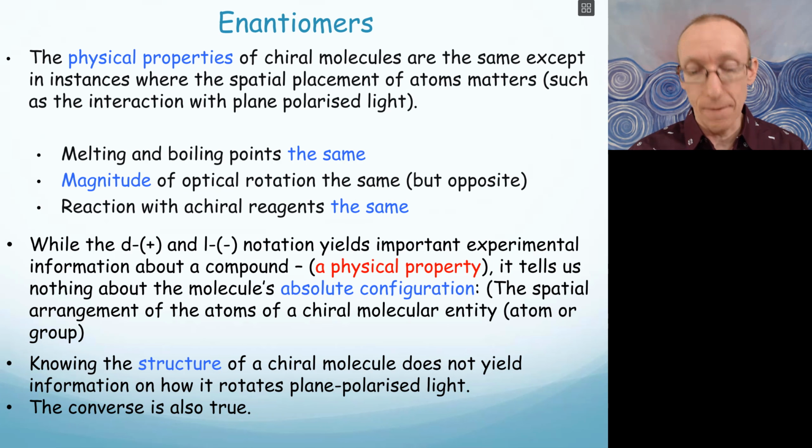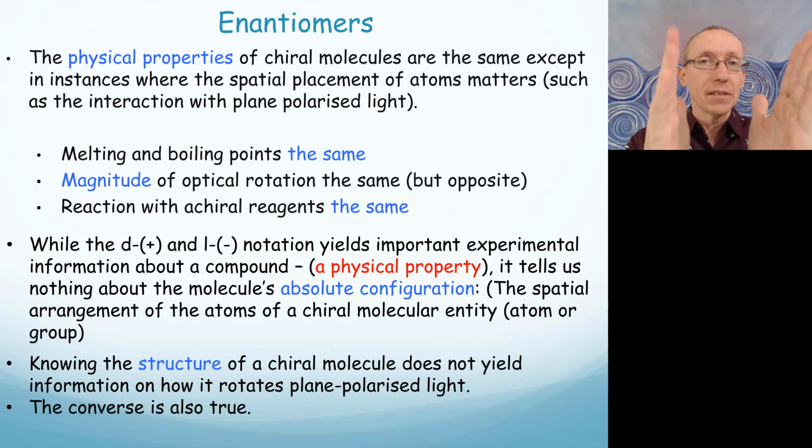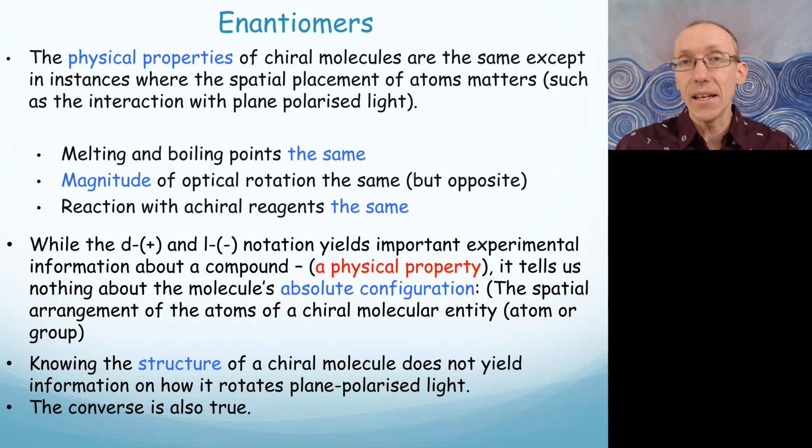So when we look at enantiomers, the physical properties of chiral molecules are generally the same. So one mirror image, the left-hand molecule, is going to have the same properties as the right-hand mirror image in many situations. So the melting point will be the same. The boiling point will be the same. The optical rotations will be the same in magnitude, but in opposite directions. So if one enantiomer rotates plane polarized light by specific rotation of minus 45 degrees, then the other enantiomer will rotate at plus 45 degrees.